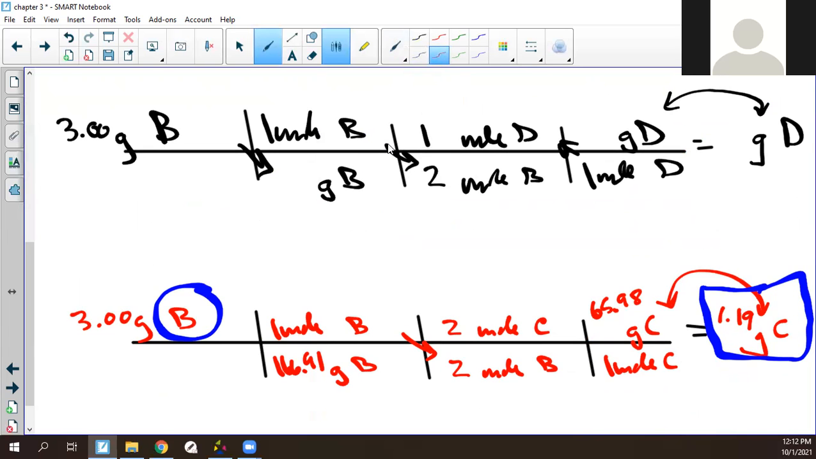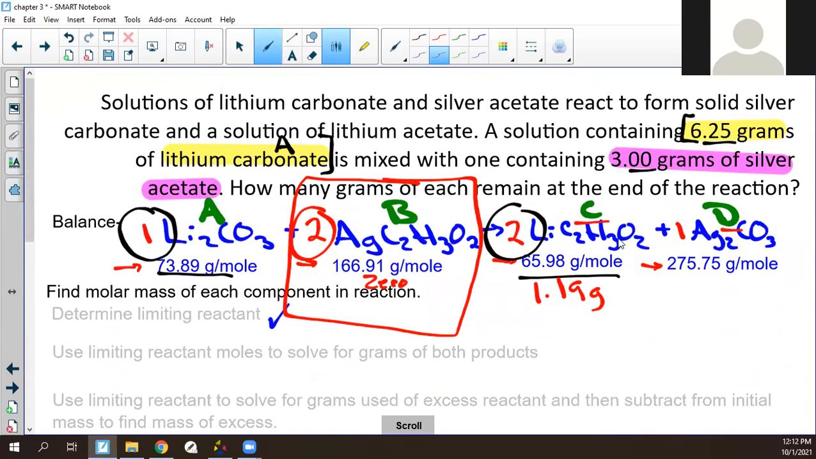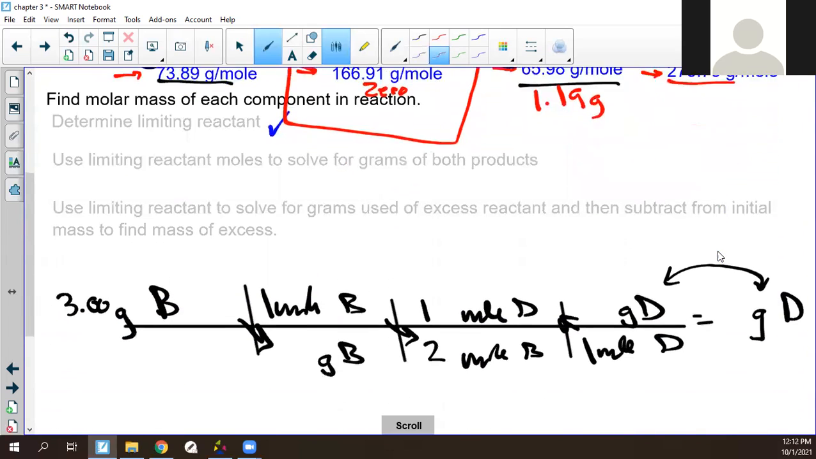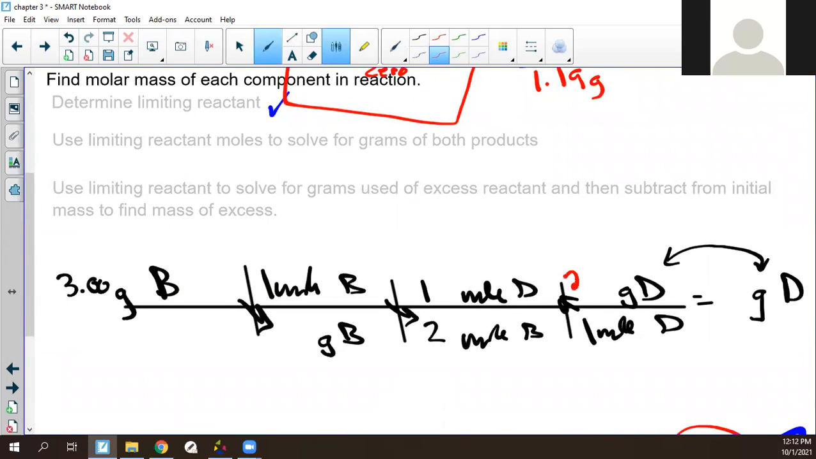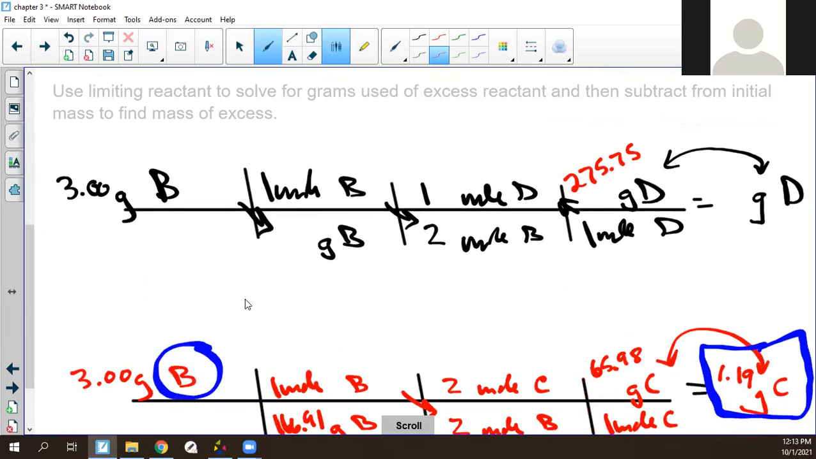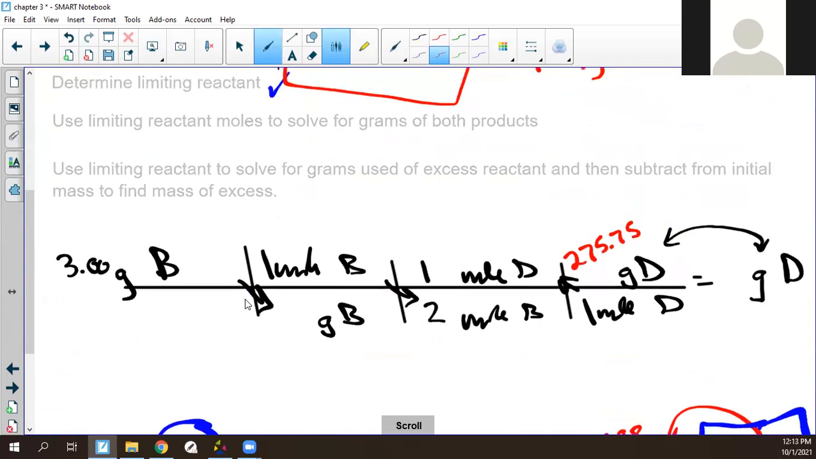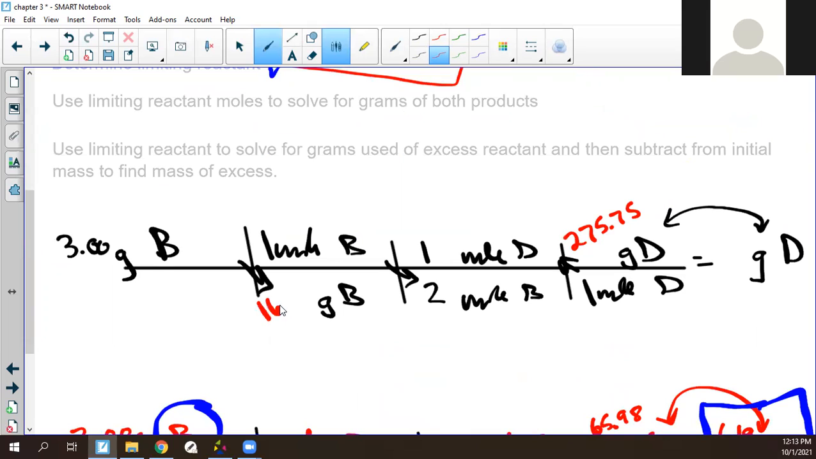Okay, so now look up here. I have 275.75 right here. And then B has been the same the whole time. It's 166.91. You okay with that? I'm so good. Oh, I was worried you'd say I'm so confused. All right, we type that in and we get 2.48. You know it. Good job.